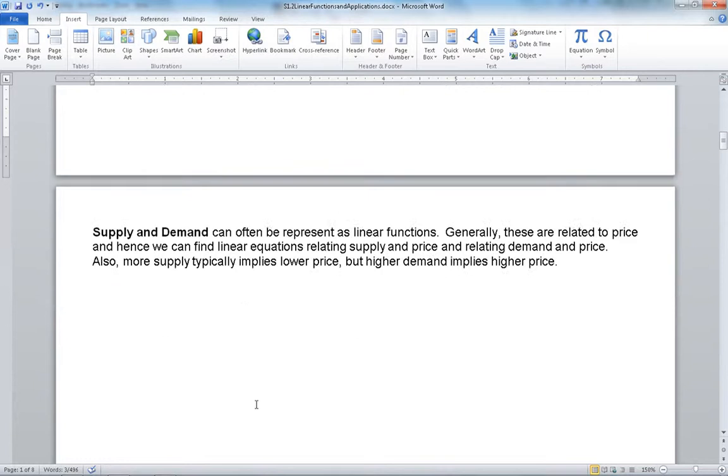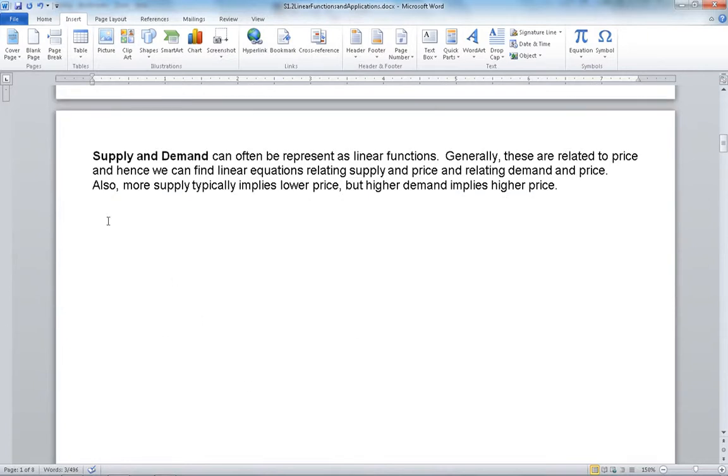Now let's consider another example. In this case, we're going to look at two concepts that are sort of tied together. We're going to look at supply and demand. Now, a lot of times these can be represented by linear functions. They're related to price, and we can find linear equations relating supply and price and also relating demand and price. And then we can plot these on the same sort of coordinate system and then look at times when there may be surplus or a shortage and so on.